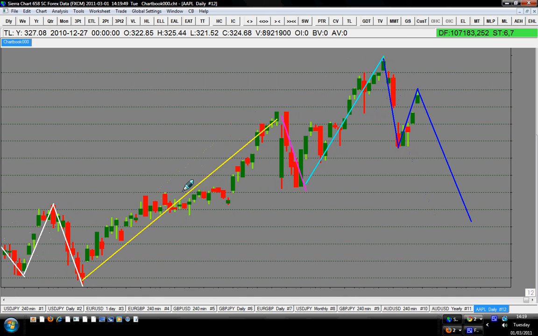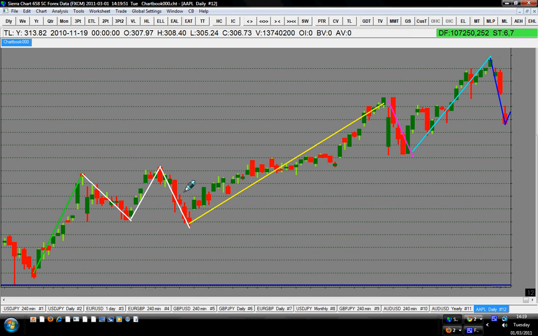We usually bring the price in the zone of 50% and the 61.8 Fibonacci retracement level, okay.